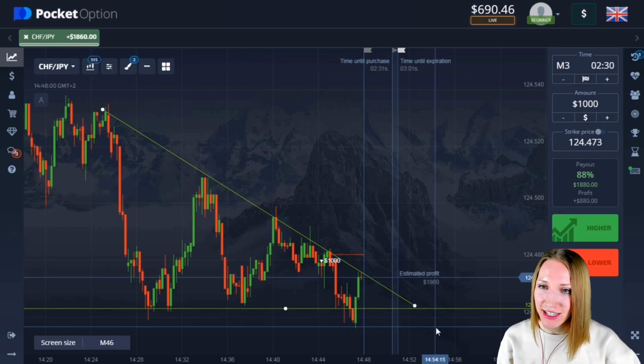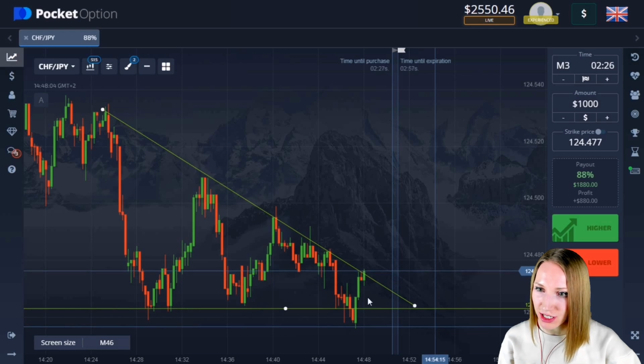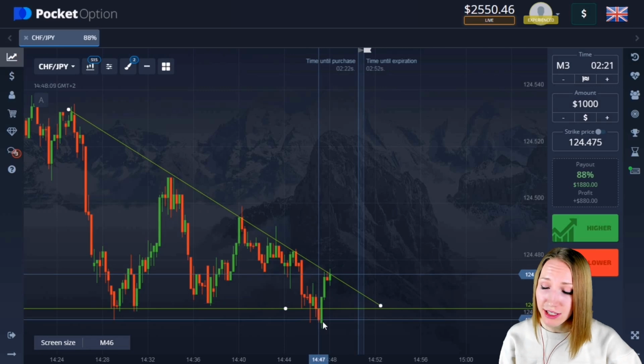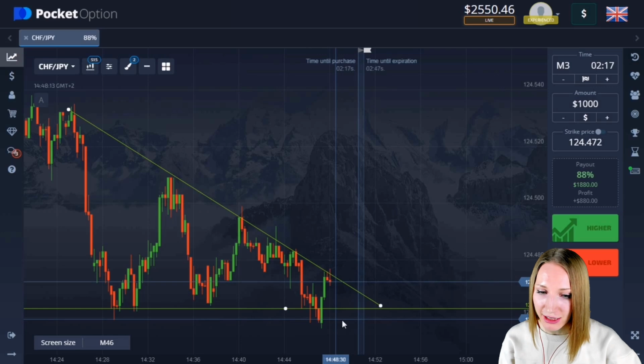Well guys, it's not bad. The price continued moving down and here we have got the profit. So you could see the false breakout of the support level, and after that the price bounced up. After that the down movement continued, and maybe very soon this level will be broken through completely.